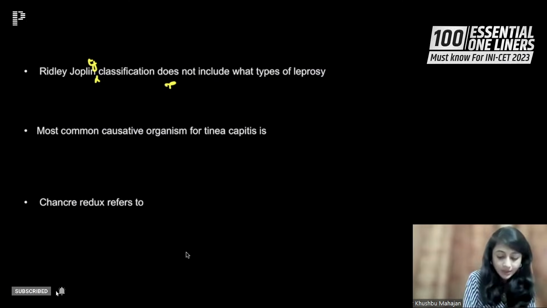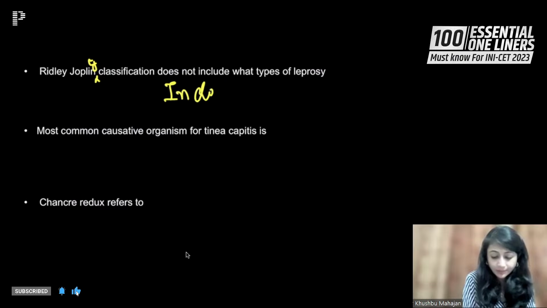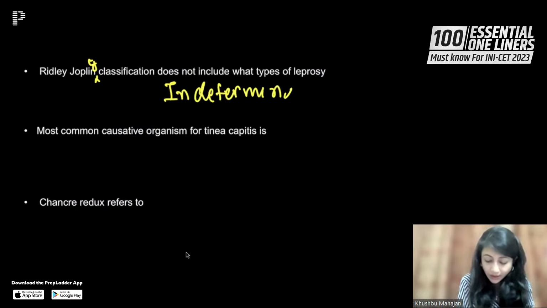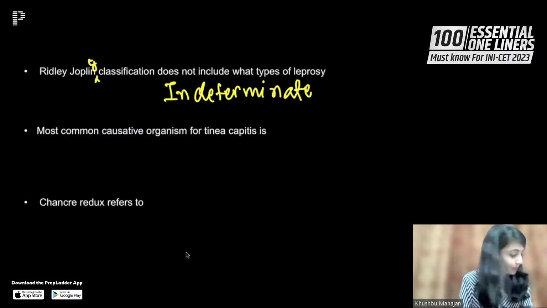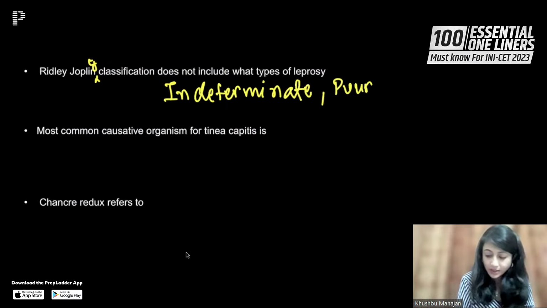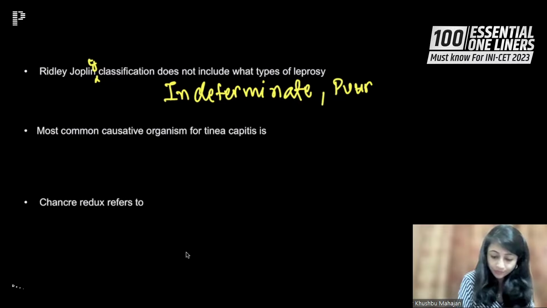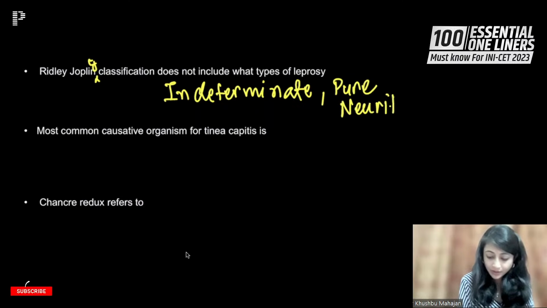Very good. It is indeterminate. What is the other type? So it does not include indeterminate type of leprosy and pure neuritic. Amazing. Yes, it is pure neuritic and indeterminate type.